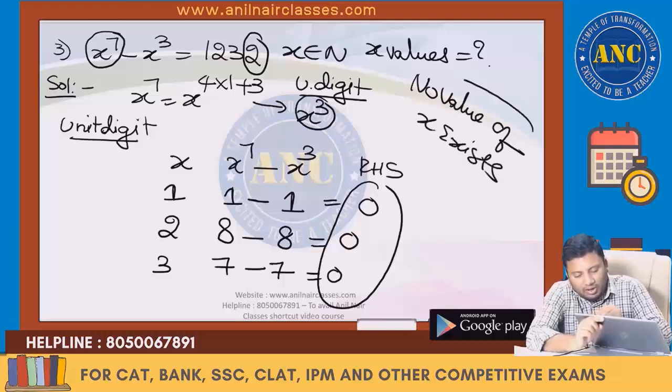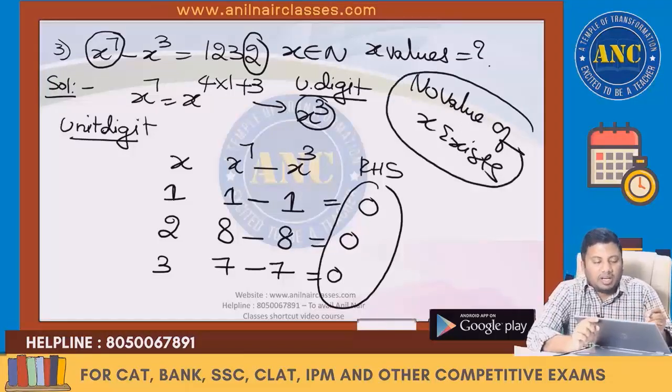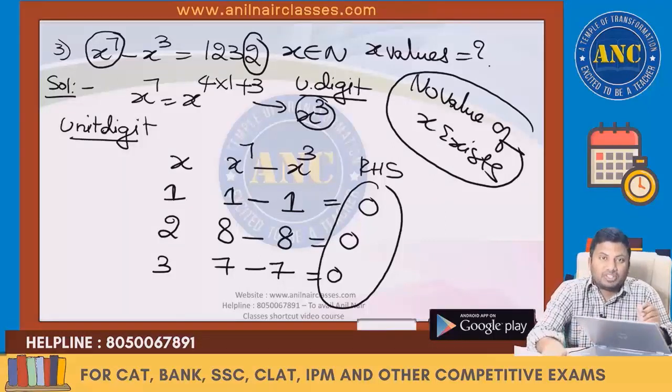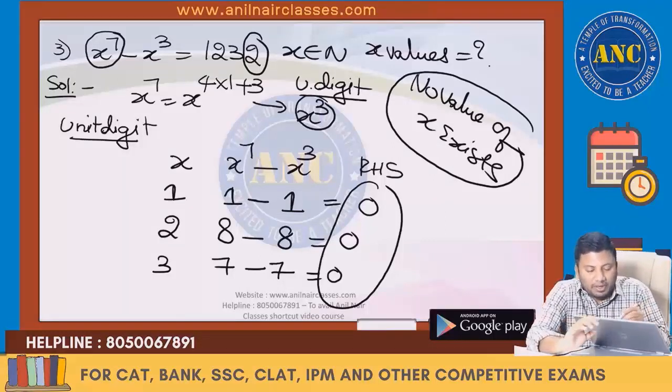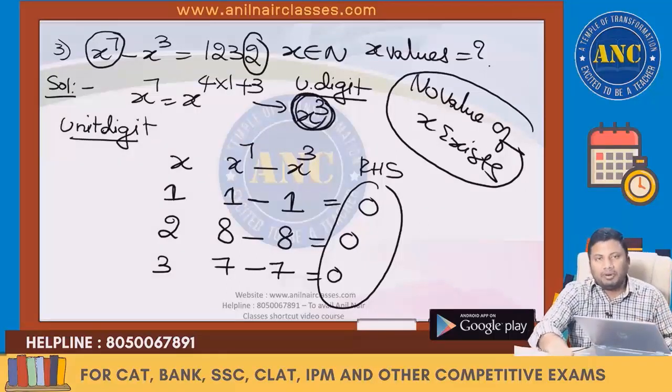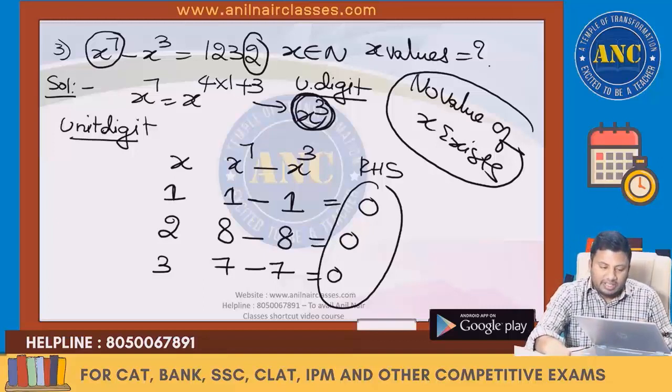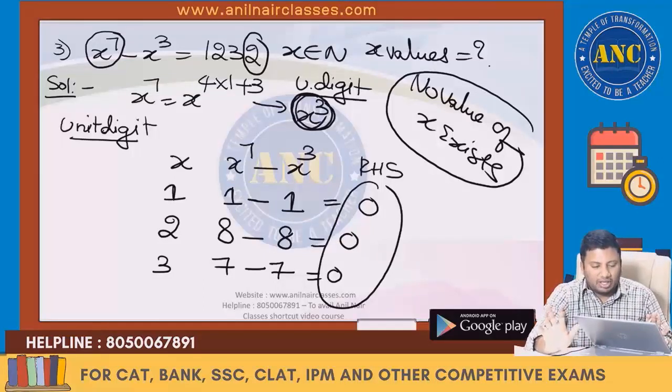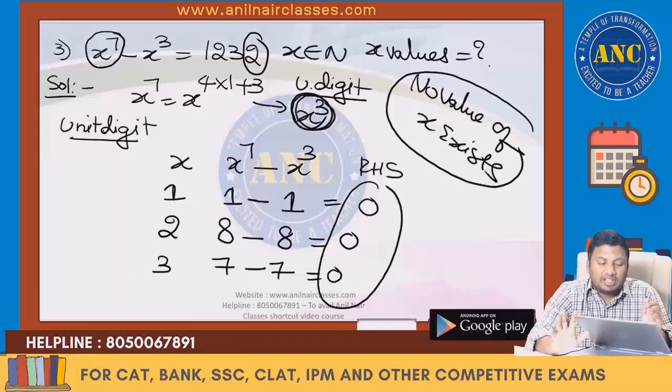Why no value of x exists? Because 7 is nothing but 4 into 1 plus 3. So A power 4k plus 3, unit digit is nothing but A power 3. I hope it is clear. 7 and 3, what is the difference in the powers?